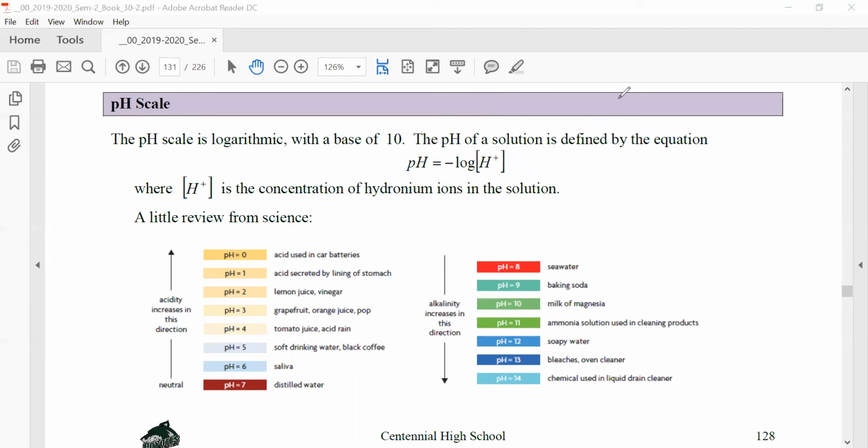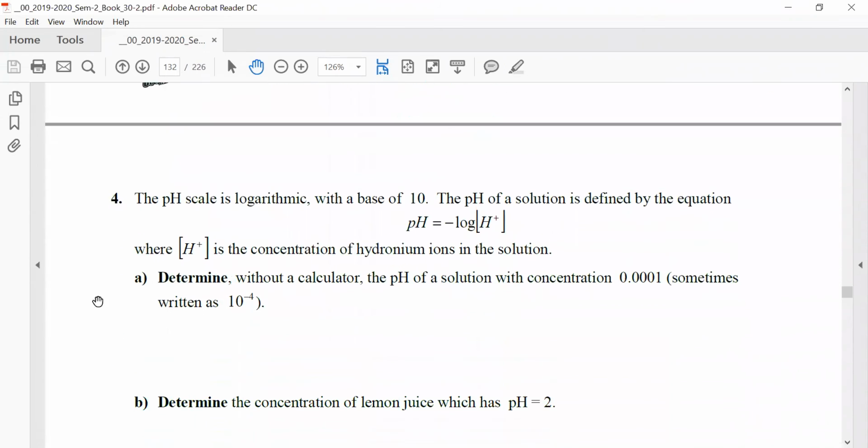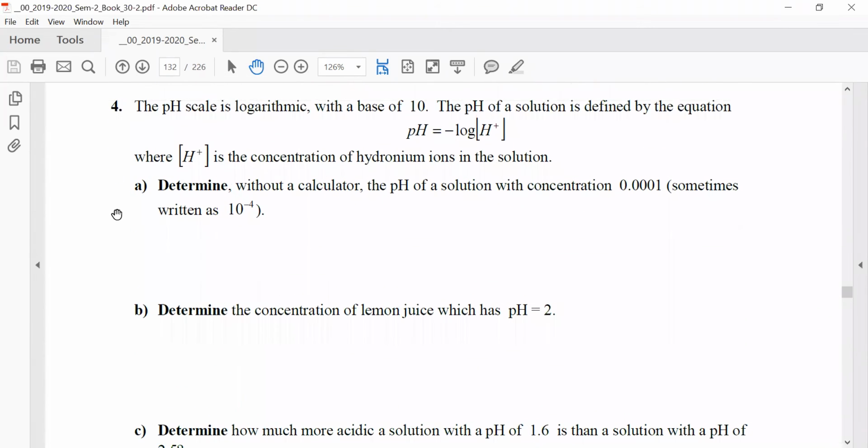And again, if I gave you a question like this, I would have to explain it to you in the question, because I can't assume you remember any of this stuff from science class, if you've even taken it. That's the problem. So it says pH is a log scale of base 10. Yeah, we know that. There's my formula. Part A, determine without a calculator. Yeah, maybe I'll use a calculator.